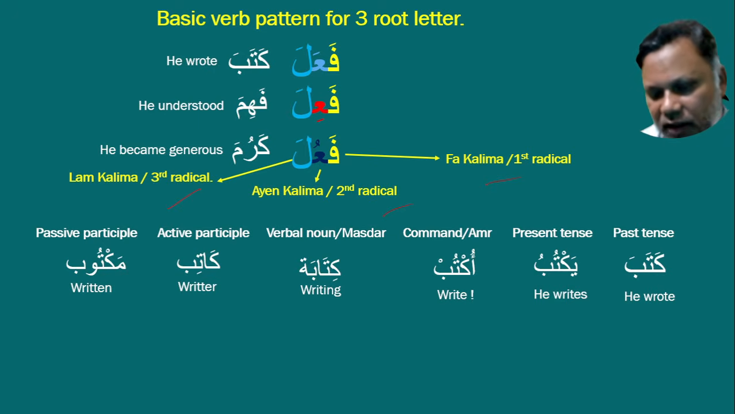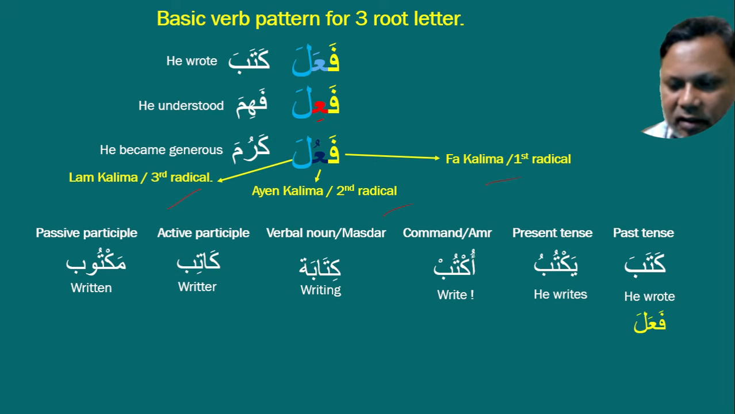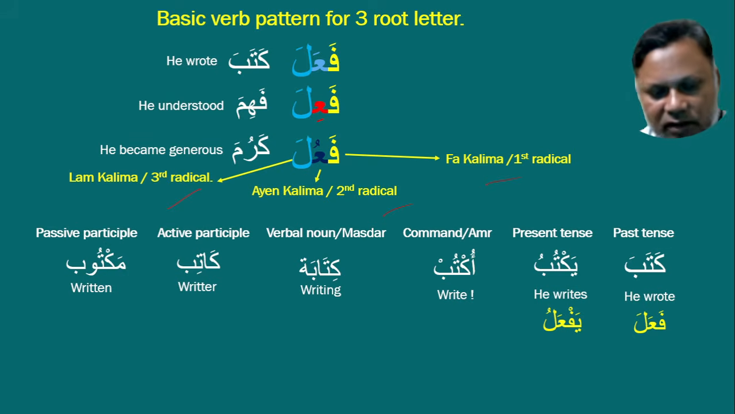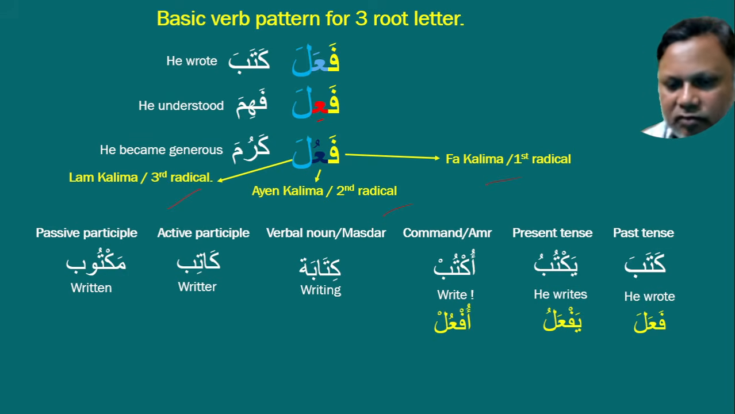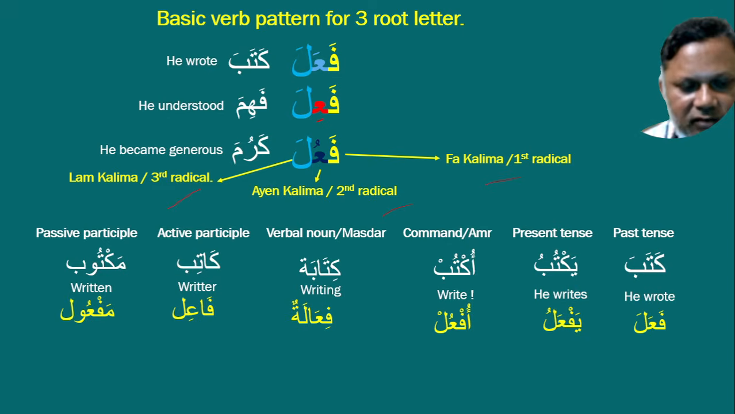Kataba and yaktubu is the fa'ala pattern, and from this fa'ala all other patterns take shape: fa'ala, yaf'ulu, uf'ul, fi'alatun, fa'il and maf'ul. These are the patterns that we have discussed in our conjugation table.